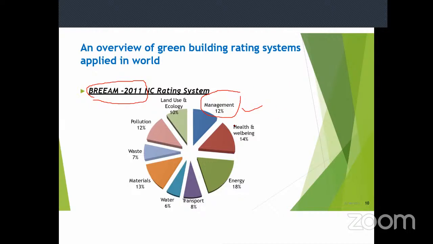Criteria. Next is the health and well-being, or health and comfort. Adequate ventilation. Is the ventilation adequate? Now, how can you check the ventilation?